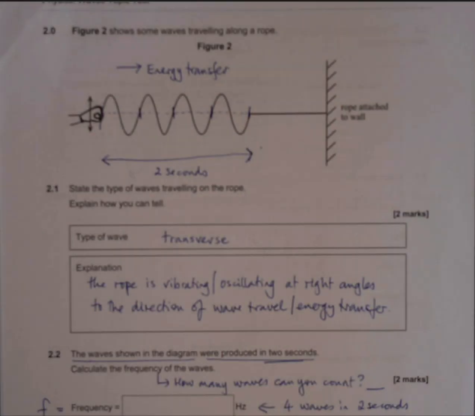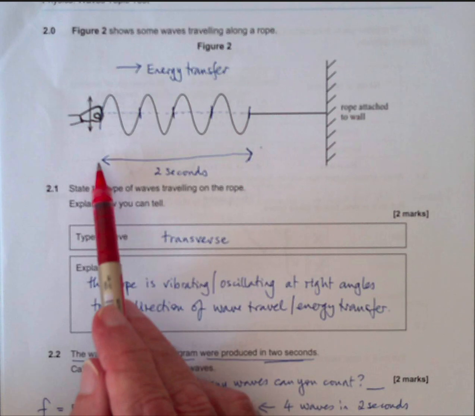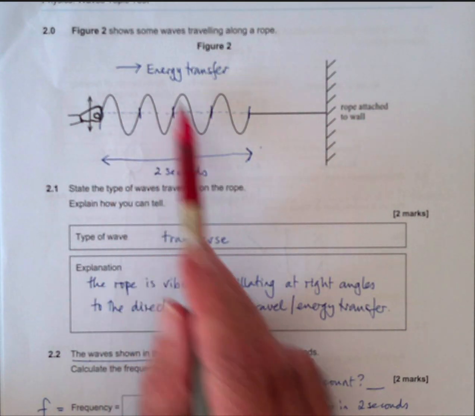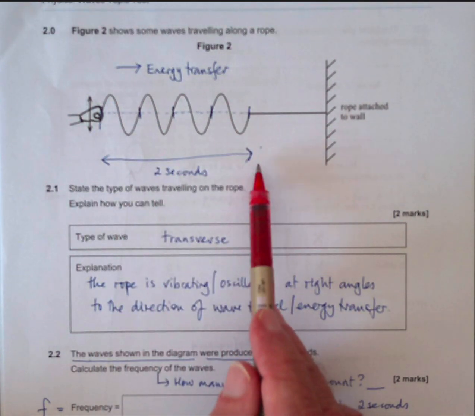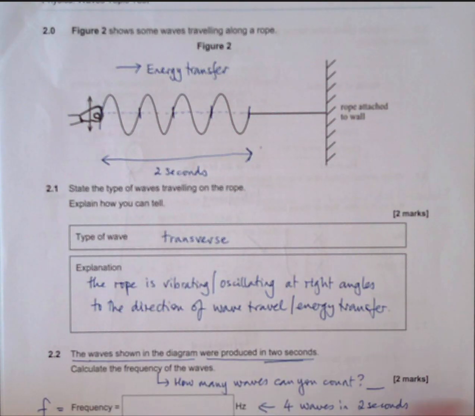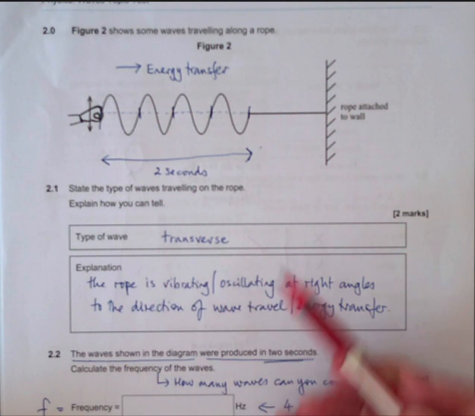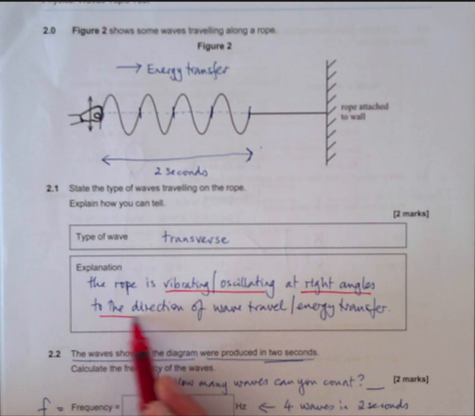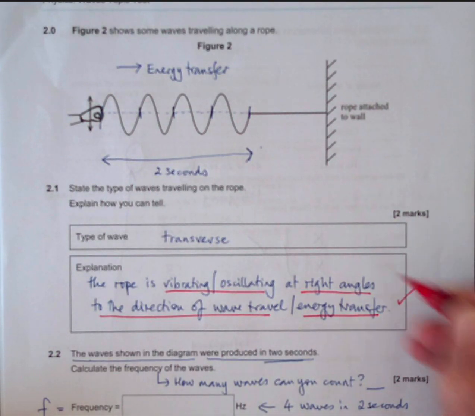Okay. Second question is about energy transfer of a wave going this way. A rope is being moved up and down, so there are waves on a rope. You can see there's 1, 2, 3, 4 waves, and it says there's 2 seconds across when you read the data. So what type of wave is traveling? Again, it's transverse because the vibrations are oscillating at right angles to the direction of wave travel, or direction of energy transfer. They want you to know that. 1 mark for saying it's transverse.